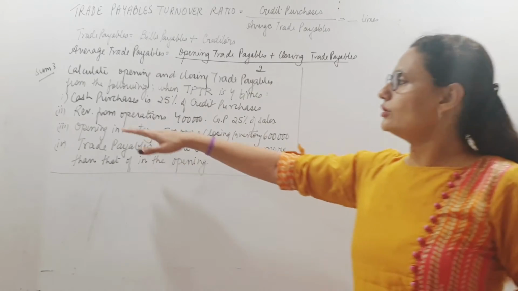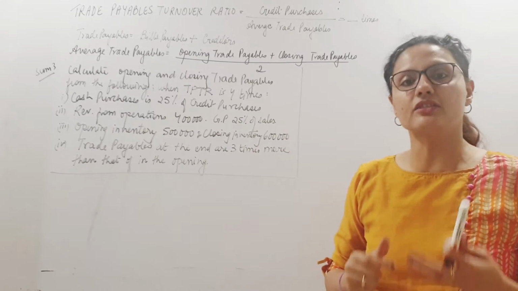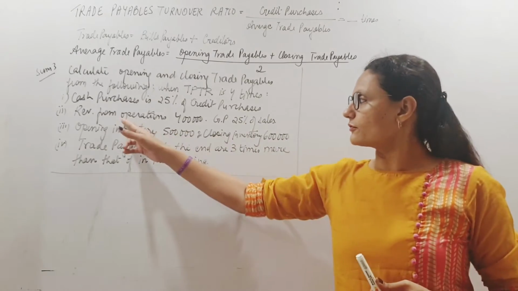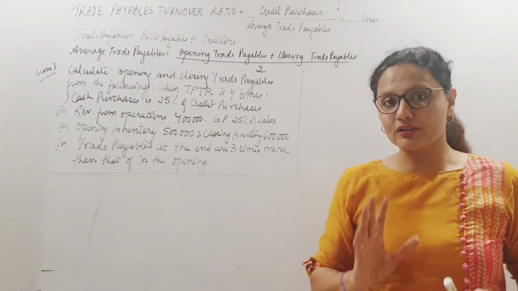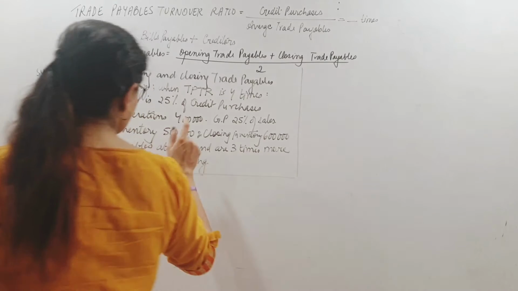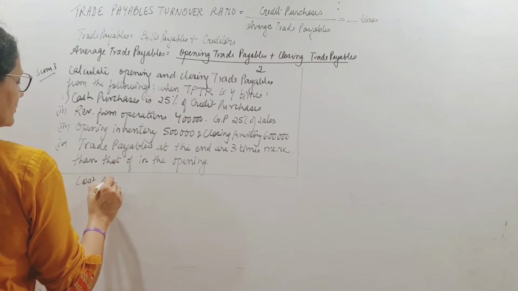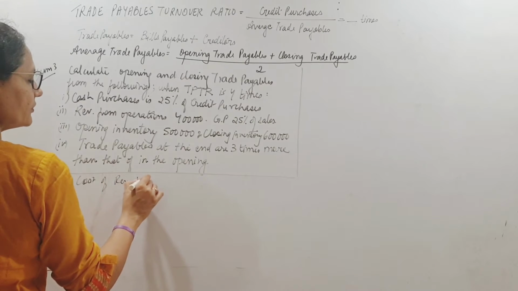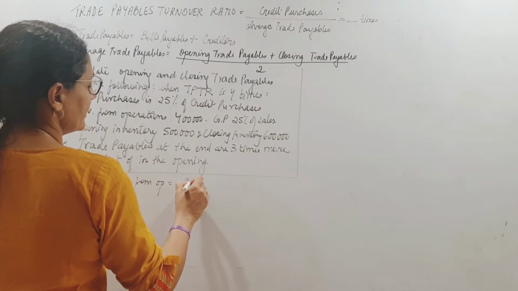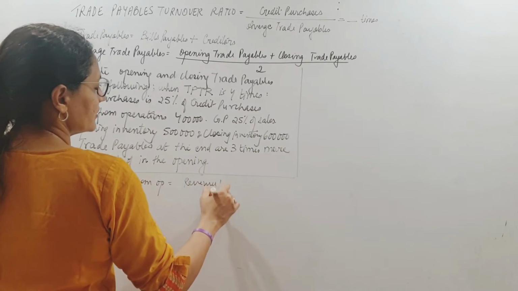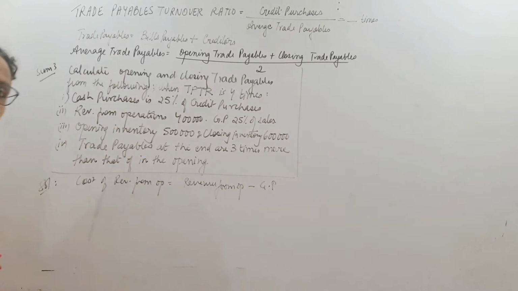Revenue from operation, meaning sales, is given 4 lakhs, and GP, that is gross profit, is 25% of sales. That means, of course, here I have a figure and I have a related percentage. I can find out cost of revenue from operation. Very good. So I start with this. So cost of revenue from operation is equal to revenue from operation minus gross profit, right?